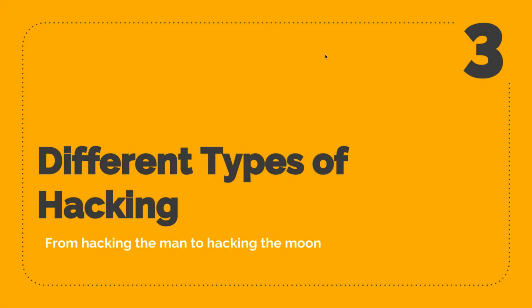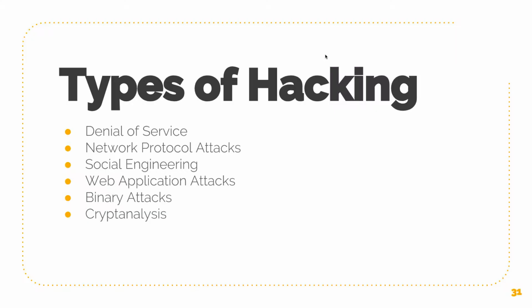Chapter 3, different types of hacking, from hacking the man to hacking the moon. There are multiple types of hacking. These are the ones that we're going to cover in this chapter.